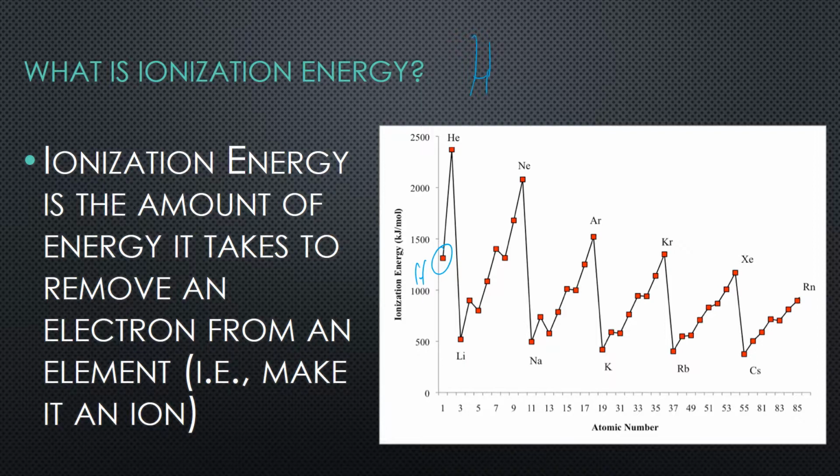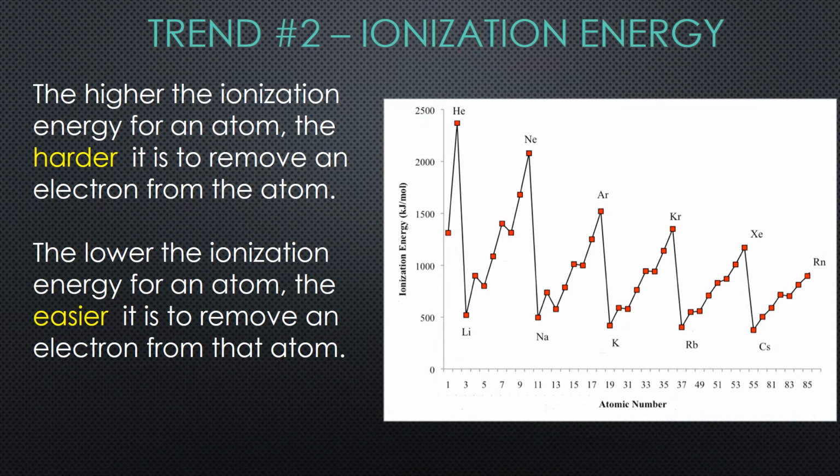Okay, so let's talk about the patterns that we see here. What does this mean? The higher the ionization energy for an atom, the harder it is to remove an electron from that atom. And the lower the ionization energy, the easier it is to remove an electron from that atom.